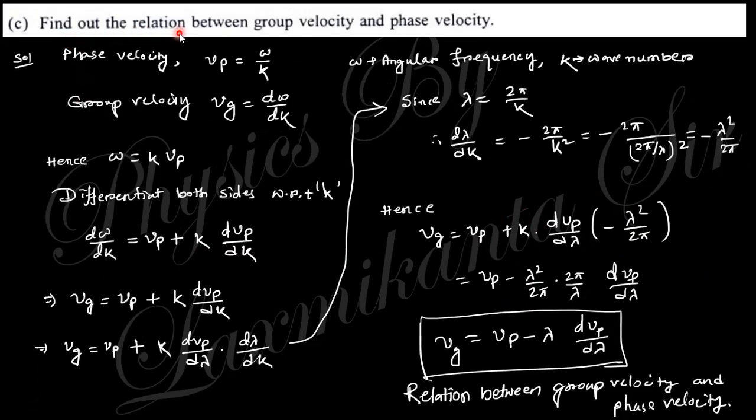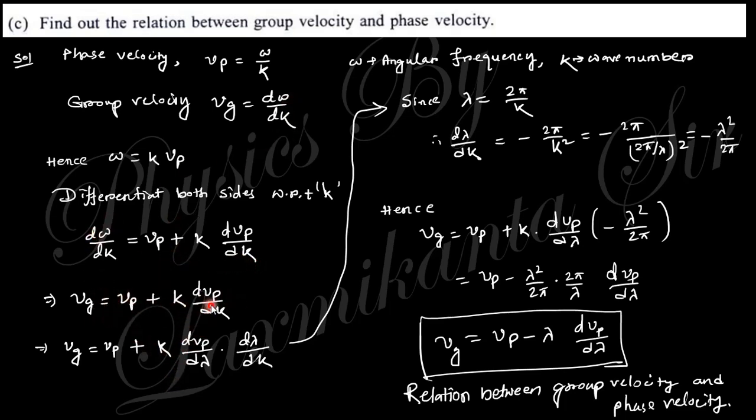Next question: find the relation between group velocity and phase velocity. Group velocity means the combined velocity of the waves within a group or package of waves, and phase velocity is the individual velocity of the waves. You know omega equals k Vp, where omega is angular frequency, k is the wave number, Vp is the phase velocity, and Vg is d omega by dk. Taking the derivative with respect to k on both sides, d omega by dk equals Vp plus k dVp by dk. So d omega by dk is Vg.